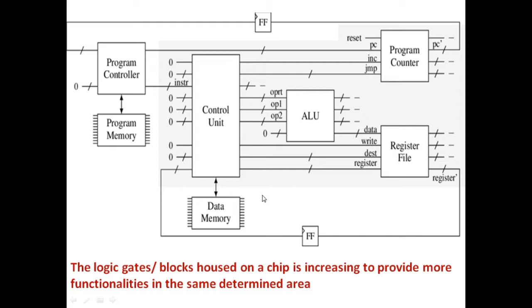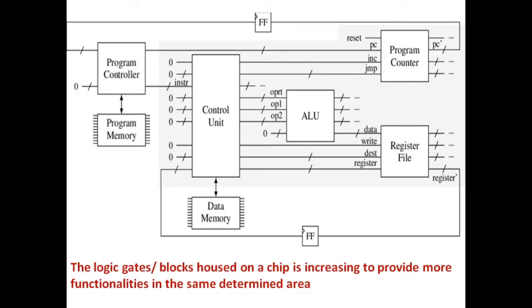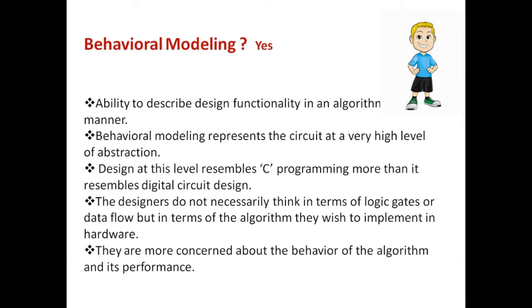As in the diagram you can see the number of blocks. I can find program controller, program memory, control unit, etc. So these many blocks are placed on a single chip, in order to provide more functionalities. So is it a good idea to still use structural abstraction, or can I use the data flow abstraction to model the hardware design of each and every functional block here? No. So the very next abstraction level is behavioral modeling.